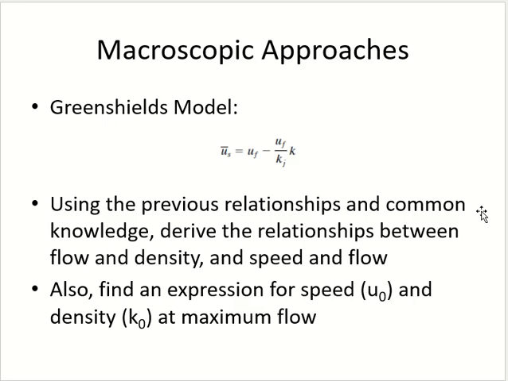In this equation there are 4 parameters. You will tell me what they are. What is US? Space mean speed. What is UF? Free flow speed. Very good. What is KJ? Jam density. What is K? Density.